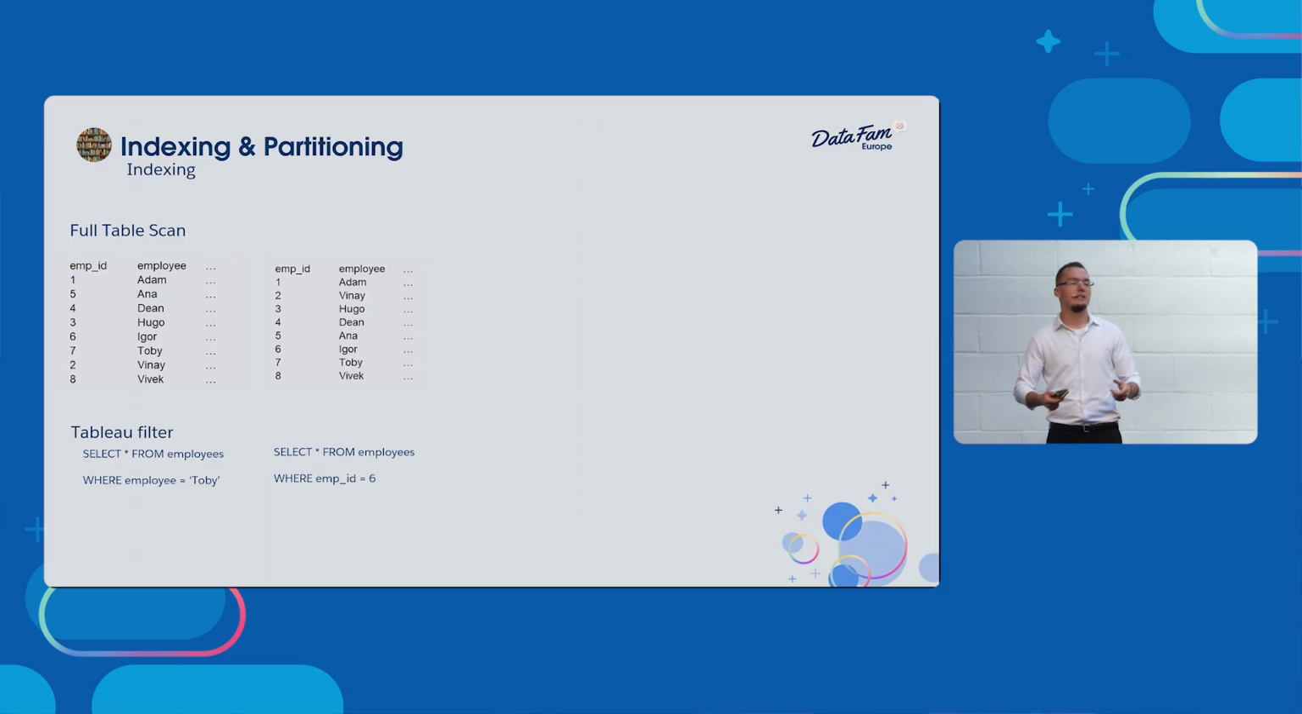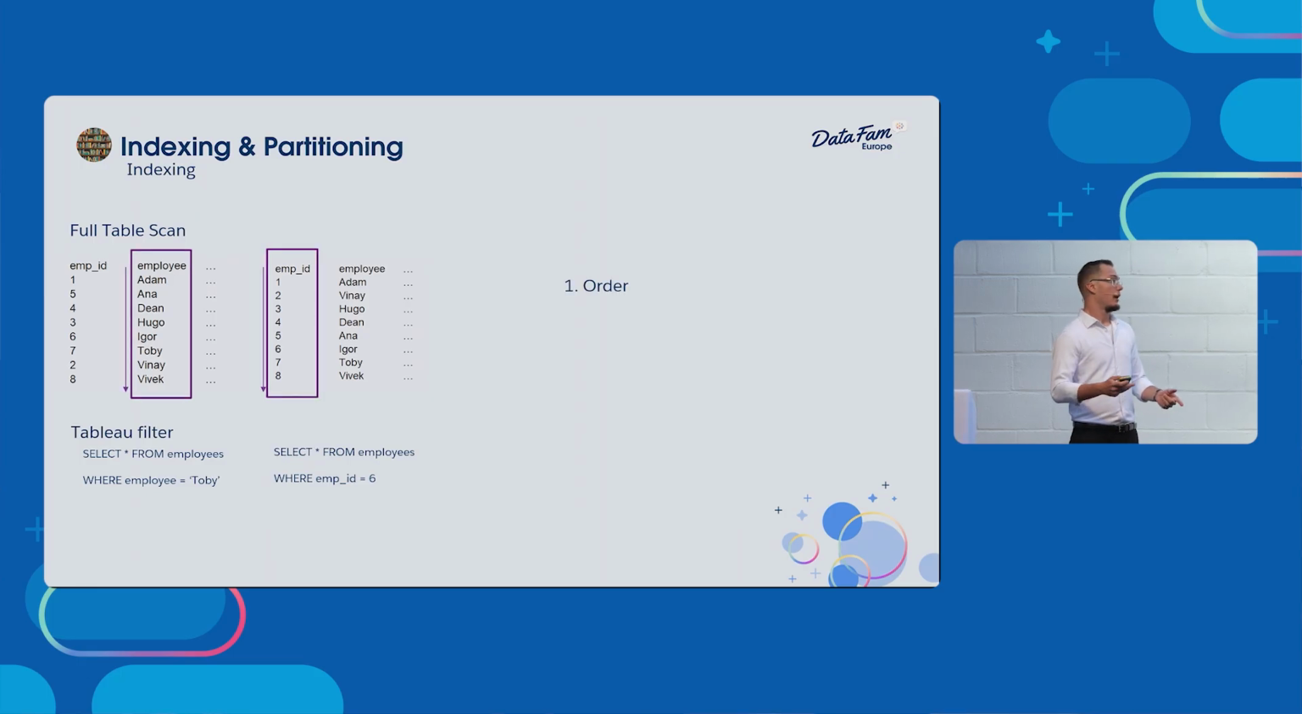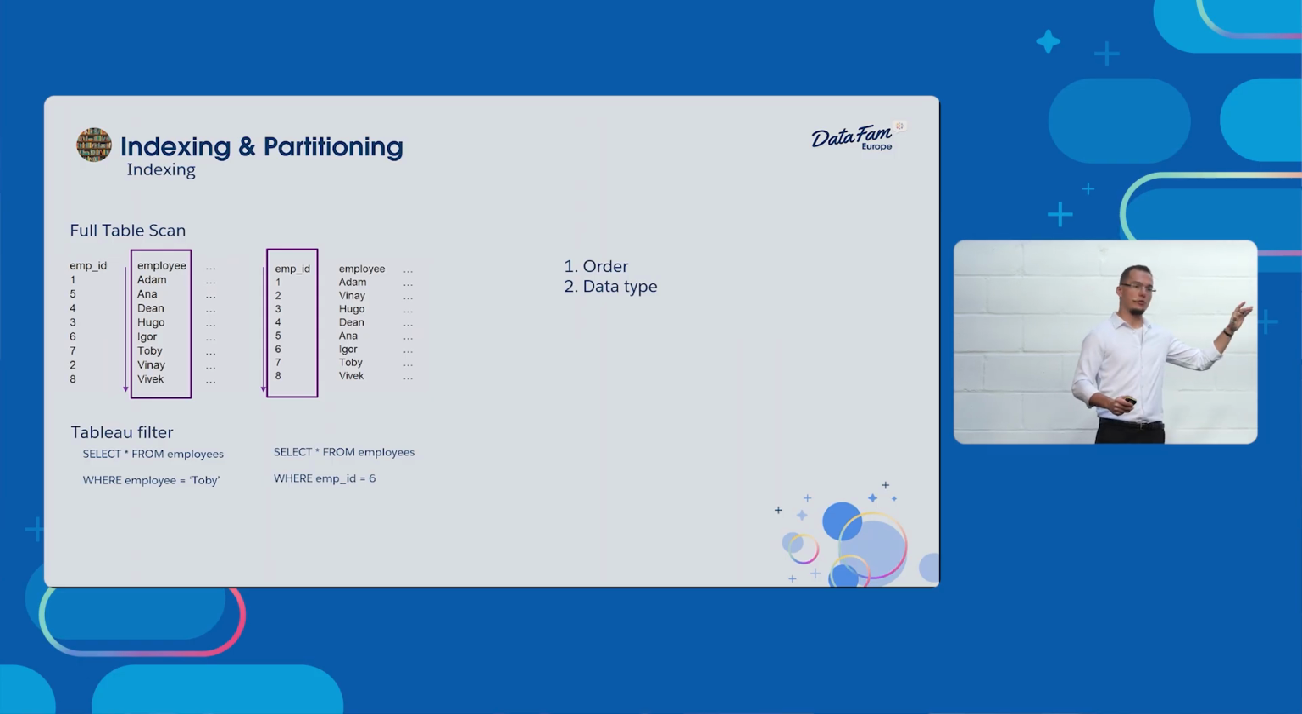Now a database doesn't work exactly in that way. It's a simplification of something called a full table scan, but you get the idea. Ordering really matters. And the second thing that matters is the data type. Is it easier for you to scan through a URL, which has 255 characters, or is it easier to scan through an ID? That's the reason they're always pushing to use those annoying IDs.